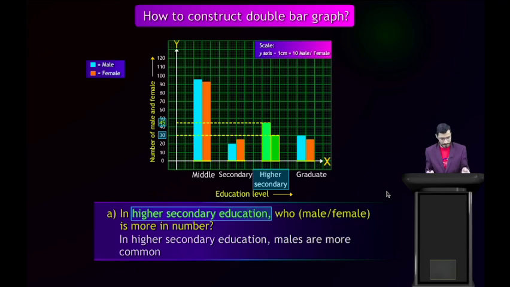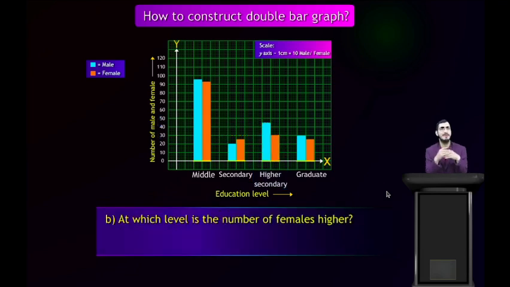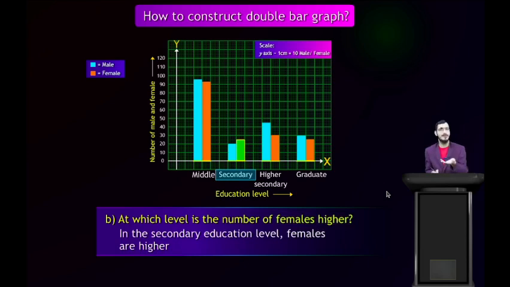At which level is the number of females higher? Can you tell me the answer? You can see the double bar graph here, and at the secondary level the number of females is higher than males. So in the secondary education level, females are higher.